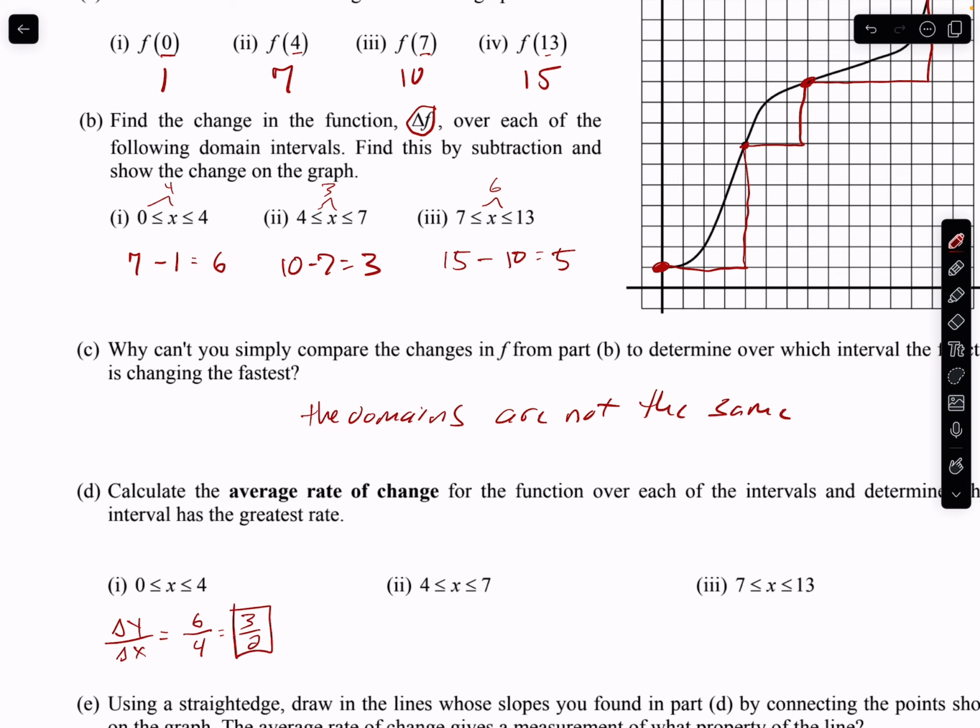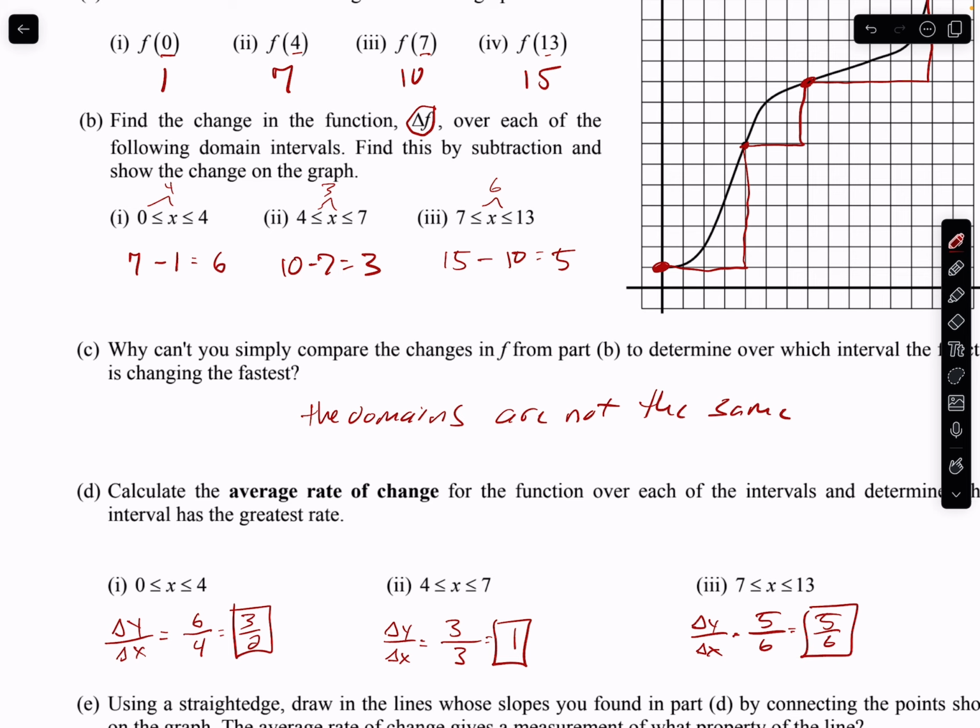And then over here, you've got the change in the y over the change in the x. The change in the x is 3, and then the change in the y was also 3. So you can see that has an average rate of change of 1. And then the last one, the change in the y over the change in the x here, right? The change in the y was 5, and then the change in the x was 6. You can't simplify that any further. So our average rate of change is 5/6.